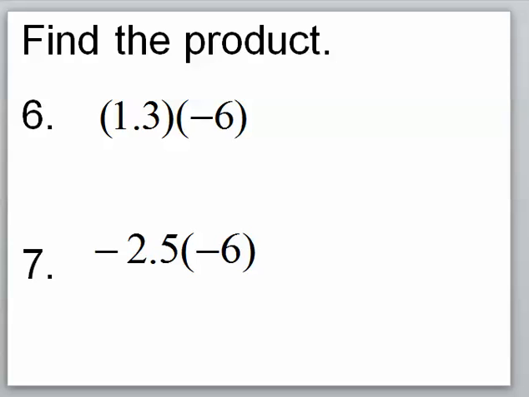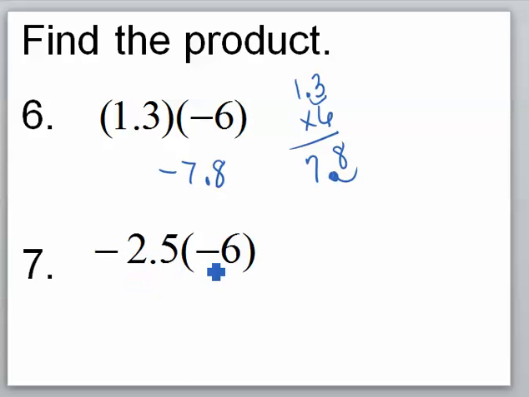Looking at the next problems, when we're doing these without a calculator, we would be multiplying 1.3 times 6. You don't have to line up the decimals when you're multiplying. You just multiply: 3 times 6 is 18. 1 times 6 is 6, plus 1 is 7. And you count the number of decimal places you need to move over to get 7.8. This answer, though, is a negative 7.8 because I'm doing a positive times a negative.